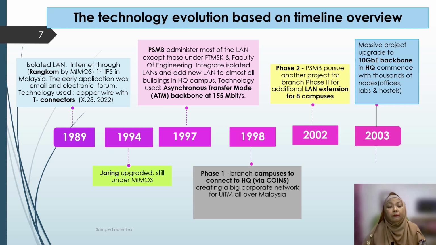In 1994, the internet access was upgraded to something called Jaring. So Rancom was replaced by Jaring, but the ISP organization was still MIMOS. Prior to 1997, all the LANs were isolated. In 1997, PSMB, then the Pusat Sistem Maklumat Bersepadu, took over most of the LAN administration and systems. So PSMB upgraded, and this is where I came in with my team and also the second author.